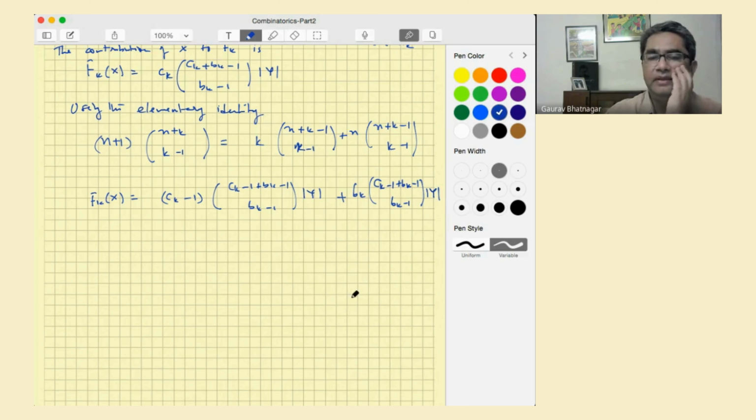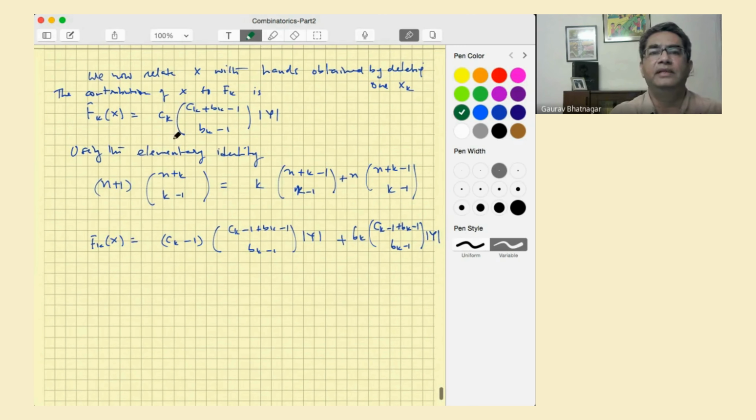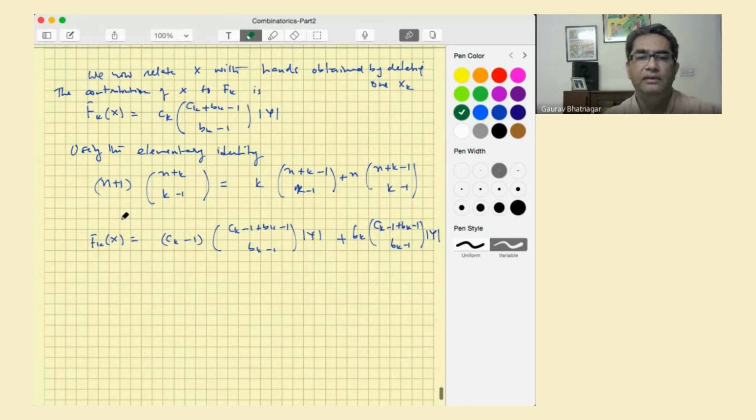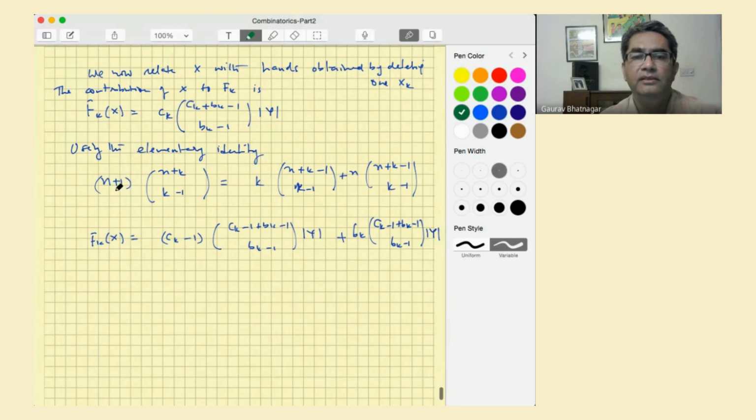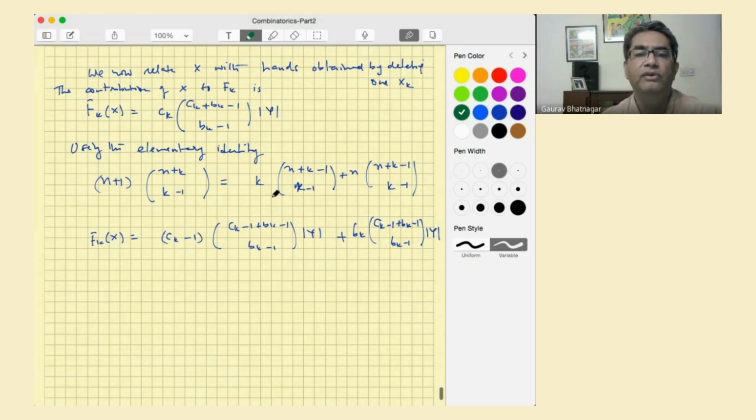Okay, so far I've done nothing. I'm just counting what is the contribution of X to f_k, and it's this, and then this is just splitting the two things. I write it as k plus n minus k, and then I cancel a few things. This is easy to calculate, easy to prove, and I get this.